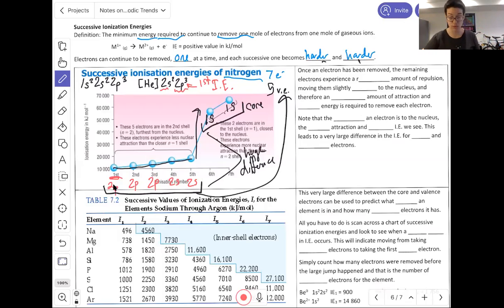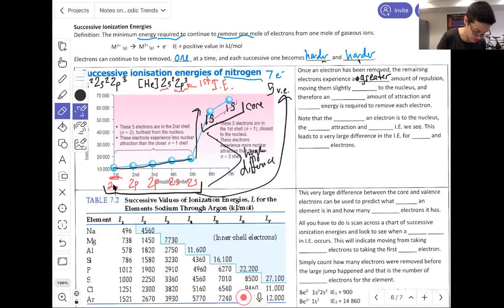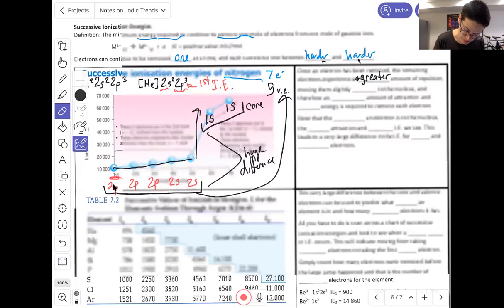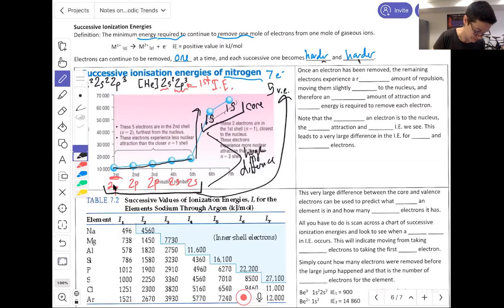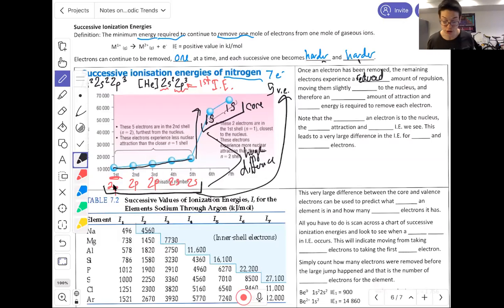So now let's shift over to this text box and kind of explain why. Once an electron has been removed, the remaining electrons experience a reduced amount of repulsion. Oh, sorry, reduced is what I meant to write. No wonder there was an R there. Never mind me. Reduced. All right, a reduced amount of repulsion.